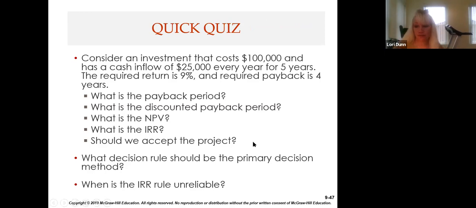Okay, so what do we have here? 20 minutes. So take a few minutes and calculate these. Okay, I'm going to put myself on mute. I'll give you 10 minutes or so. So we're going to consider an investment that costs $100,000. So that's your initial investment. It has cash inflows of $25,000 every year for 5 years.